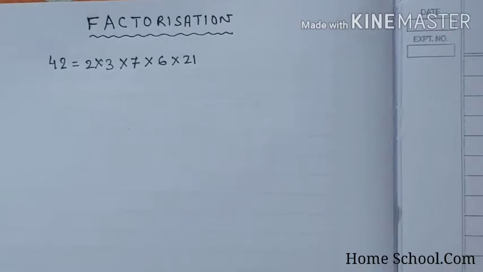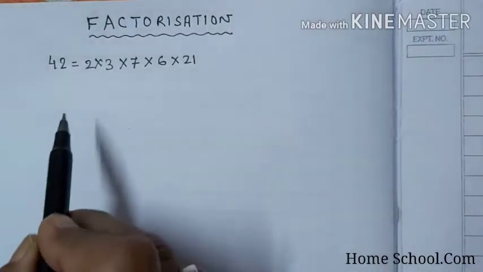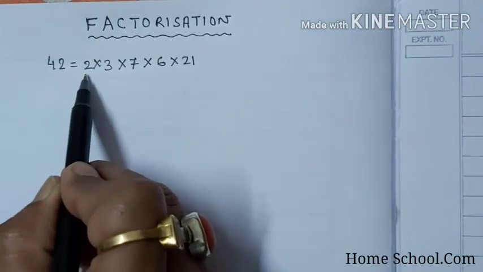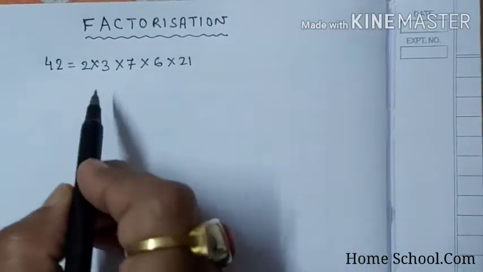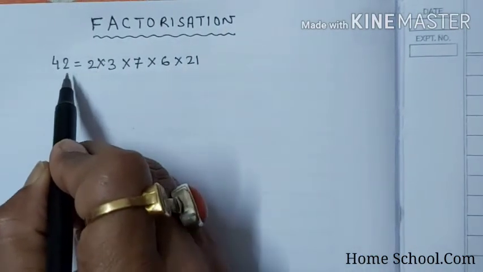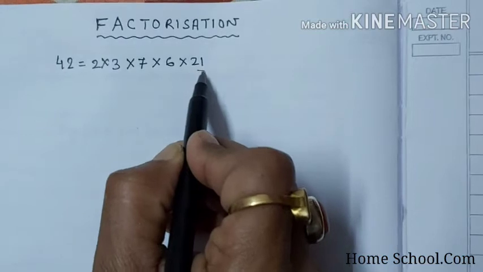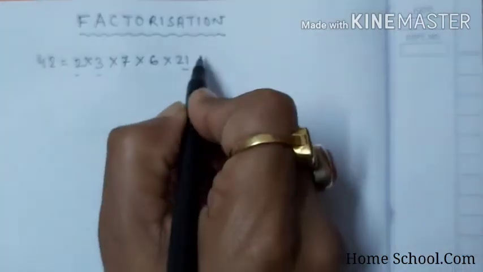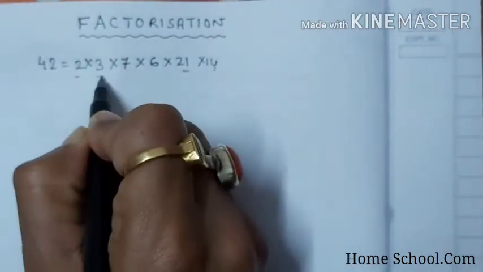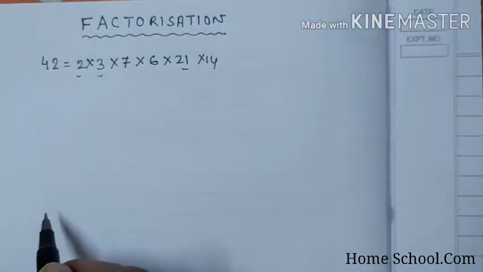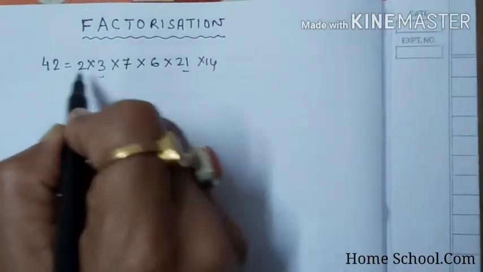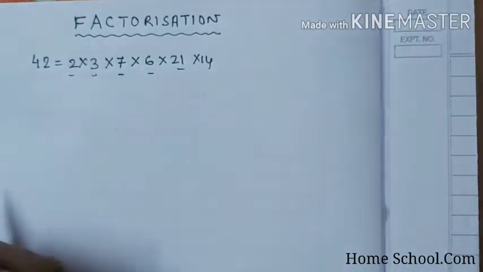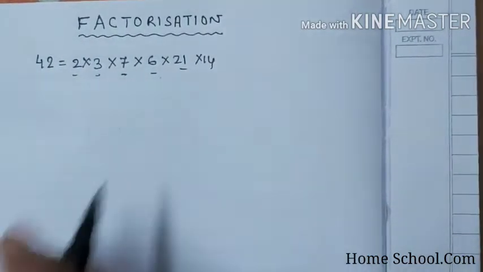What does factor mean? For example, what are the factors of 42? 2 is a factor of 42 because 42 is completely divisible by it. With 2 we can divide 42 and get 21. With 3 we can divide 42 and get 14. So 14 and 3 both are factors of 42. 42 can be divided by 7 and we get 6. So both 7 and 6 are factors of 42. These are called factors.